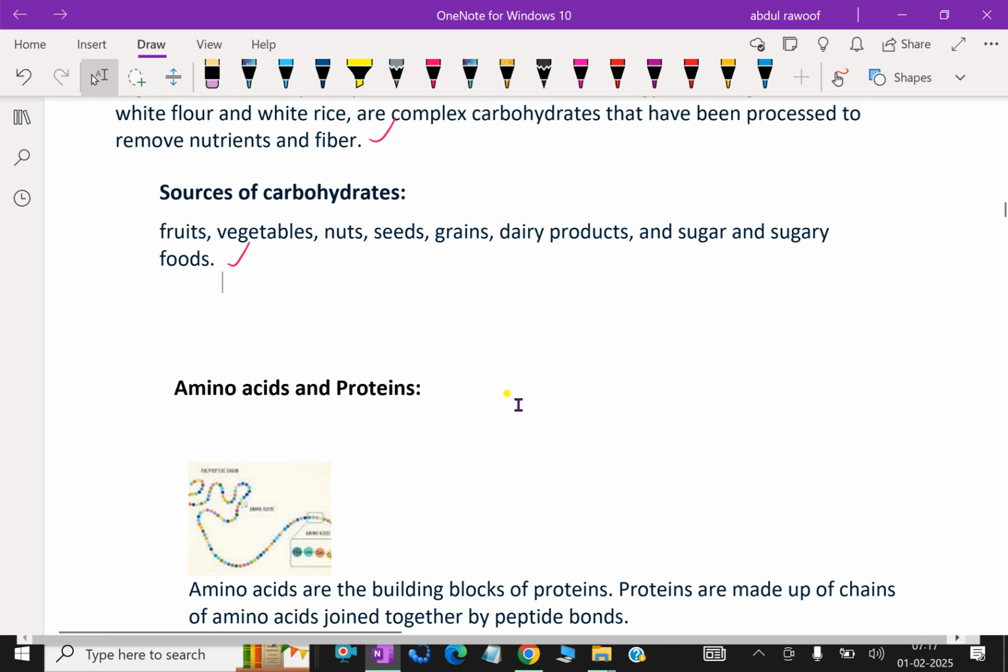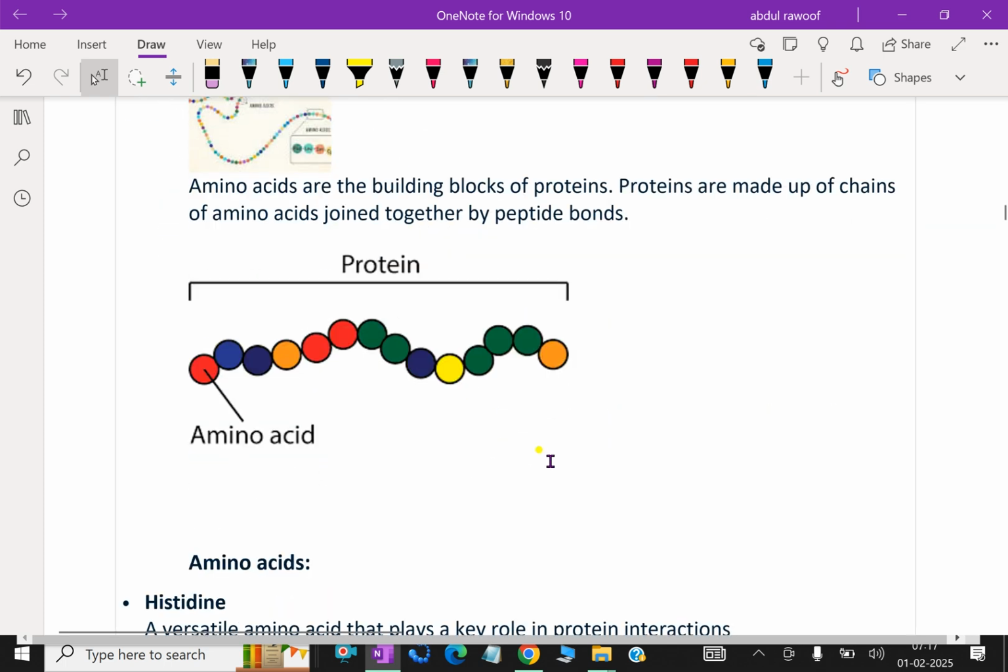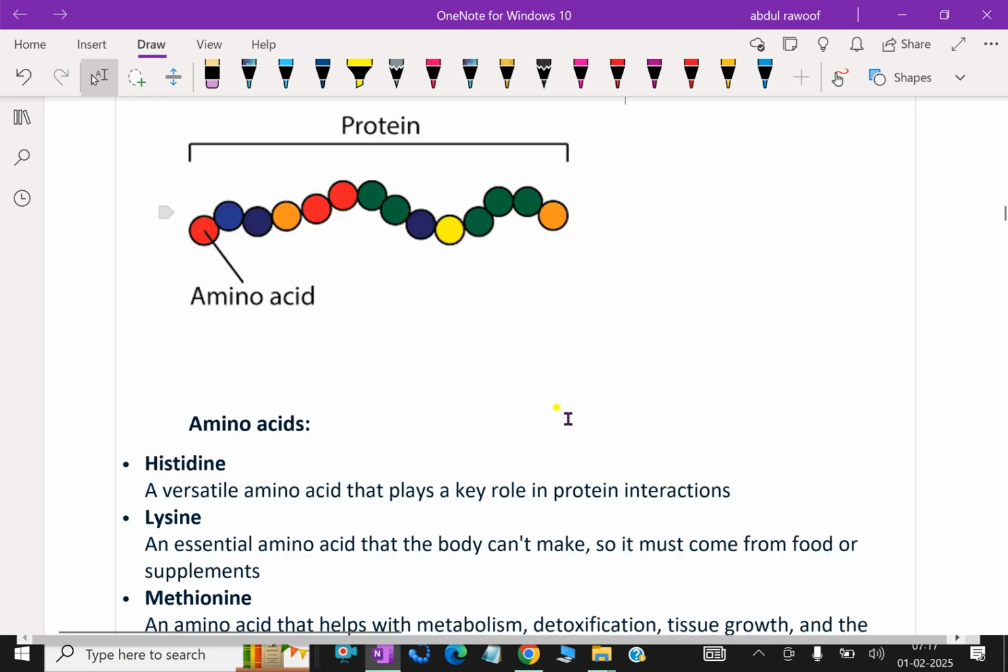What are amino acids and proteins? Amino acids are the building blocks of proteins. Proteins are made up of chains of amino acids joined together by peptide bonds. These are amino acid molecules.